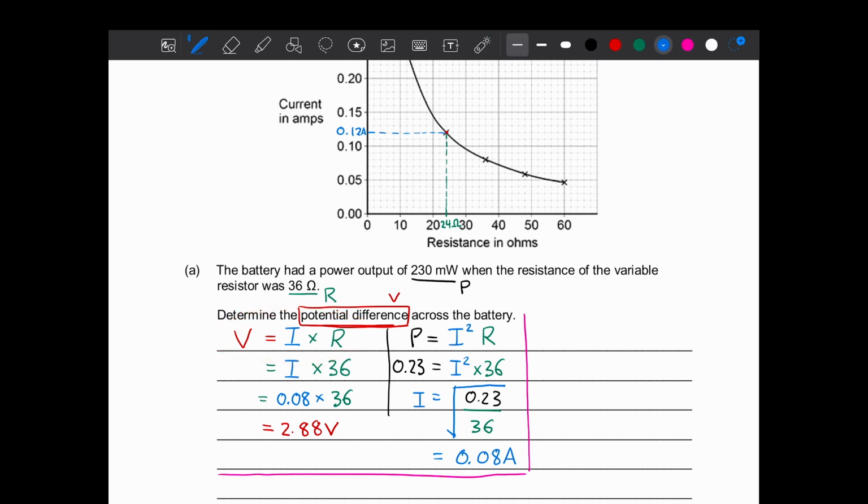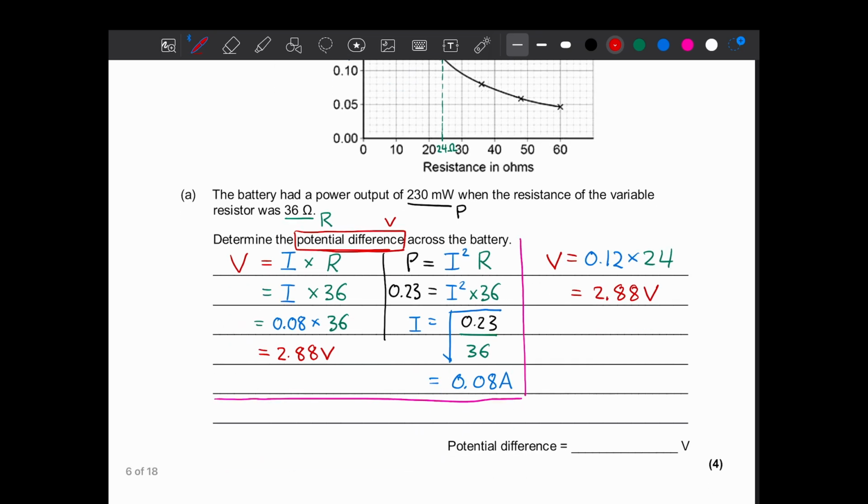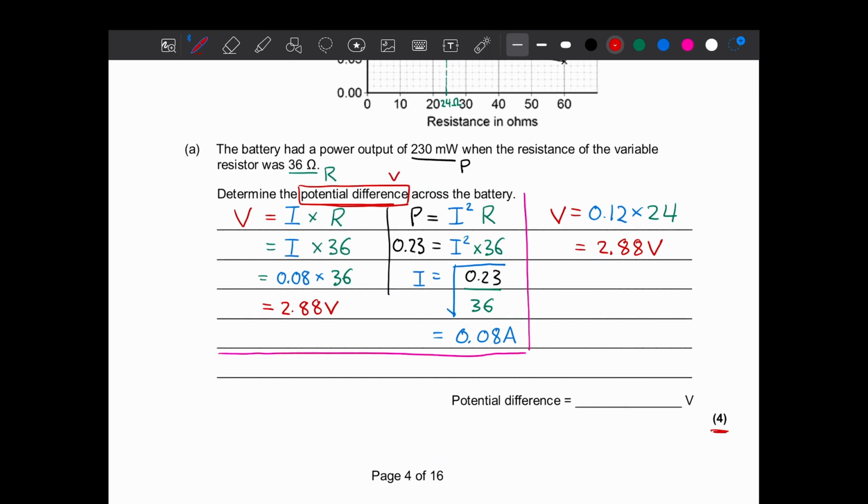Okay, so now that I've got those two coordinates, I can just substitute them into the equation V equals IR. Let's go ahead and do that. V equals I, current of 0.12, multiplied by a value of R of 24 ohms. And that's going to give us a final answer of 2.88 volts. And that is a much simpler way to get those 4 marks compared to doing it mathematically.